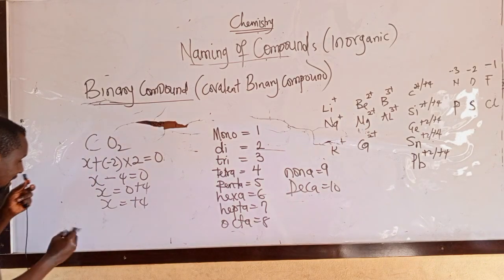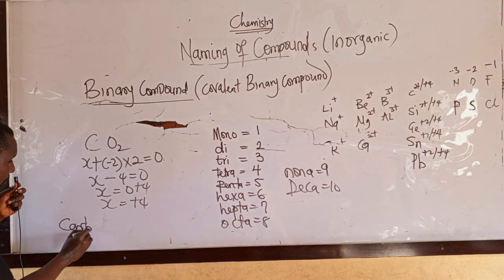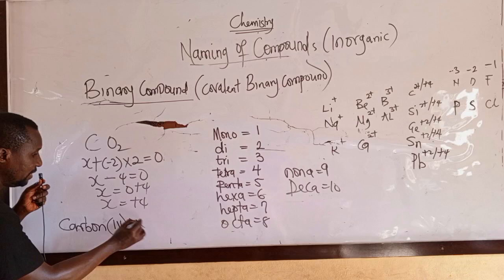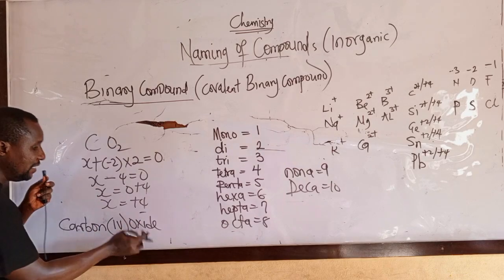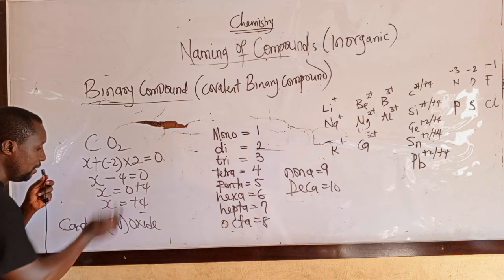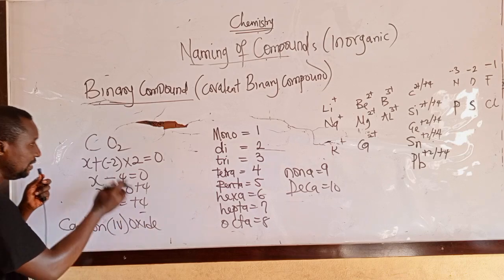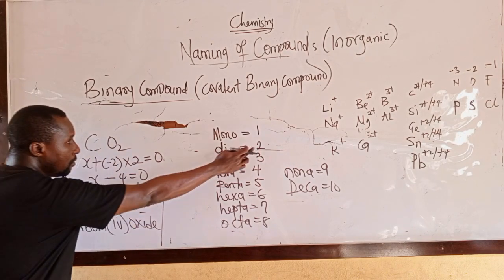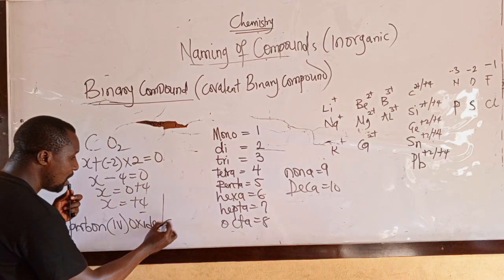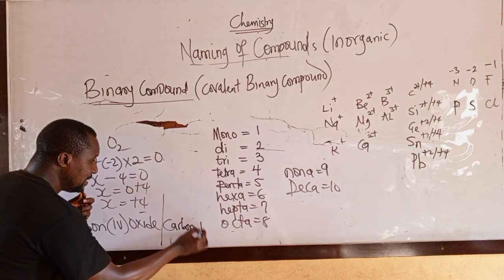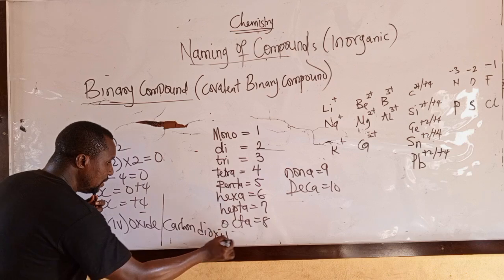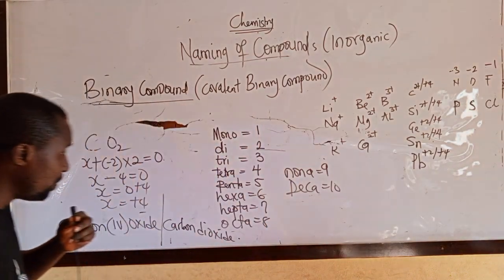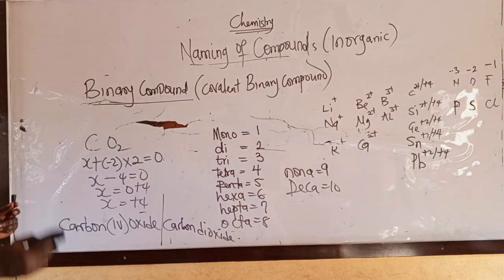IUPAC nomenclature: I can say carbon 4 in Roman figure, then oxide. Don't forget, two elements combining, the last element carries IDE. Carbon 4 oxide or carbon dioxide. Take note of carbon dioxide. Take note of that. Please, let's move.